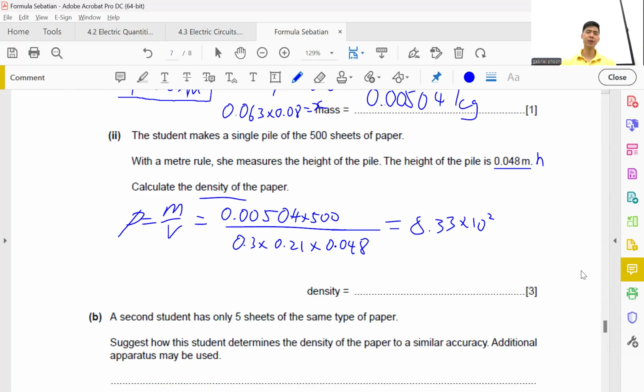Okay, guys. What's the units for this answer? kg per meter cube. Meter cube, guys. Meter times meter times meter. Once again, I want to emphasize, make sure you remember to write your units. If not, it's gonna be a bad time, ladies and gentlemen.